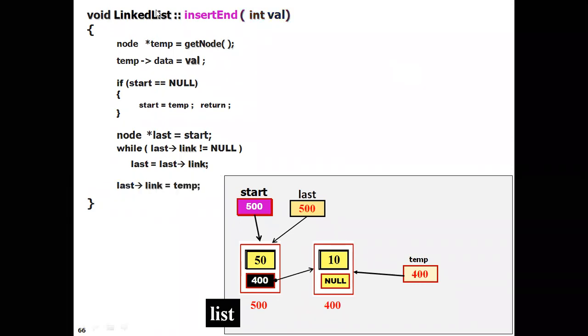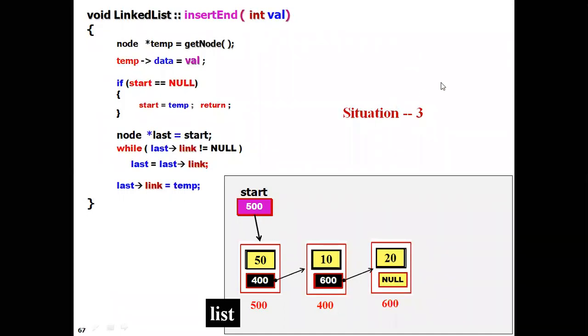At the end of the function, the temporary pointers will be destroyed. There are two temporary pointers, last and temp, and both are destroyed. You can see the linked list now has two nodes, and the new node is inserted at the end of the linked list. So the function is called insert end, and it works according to that.